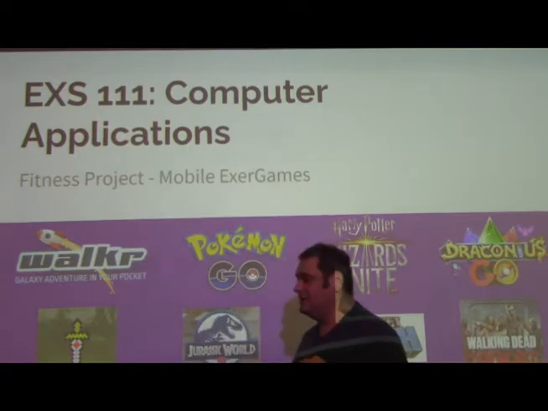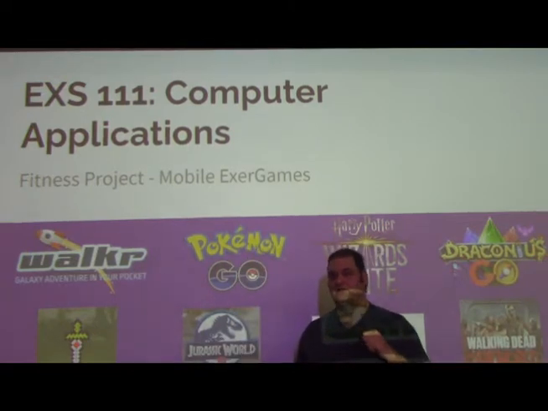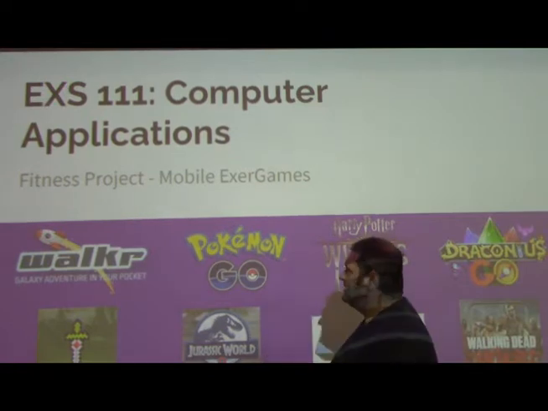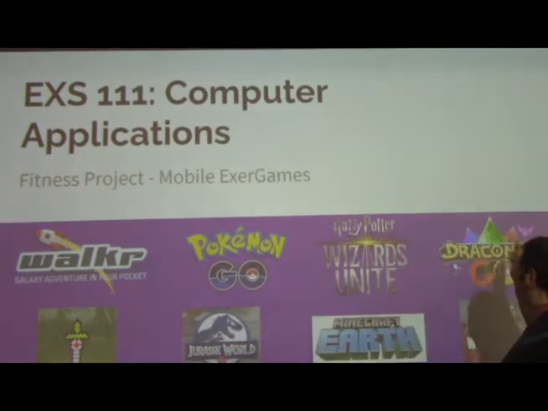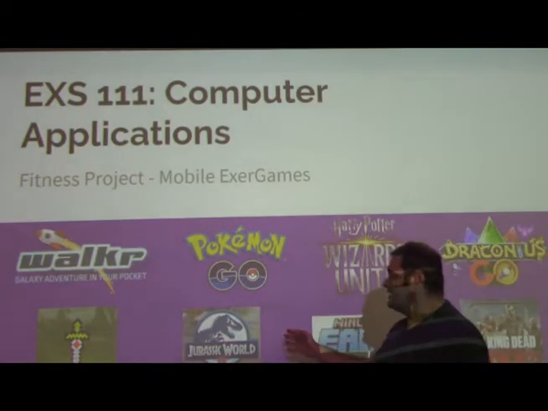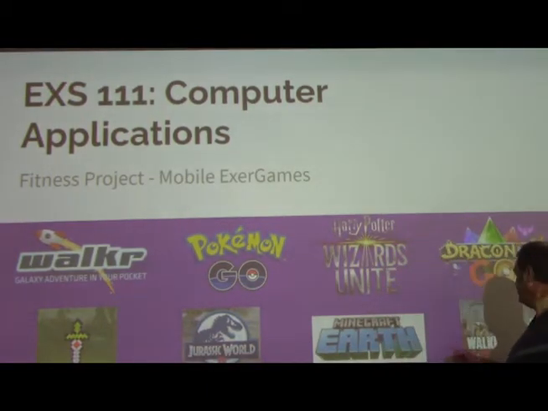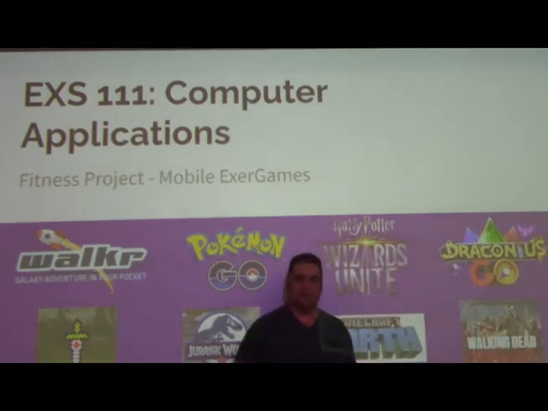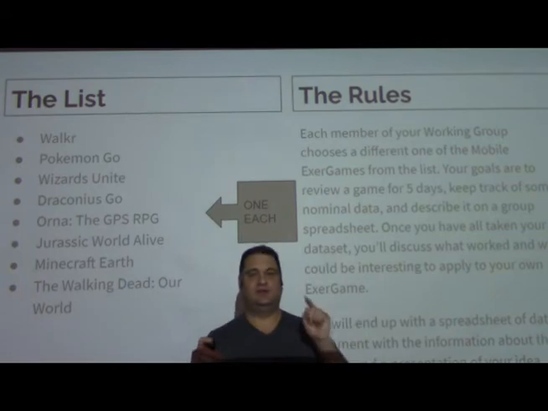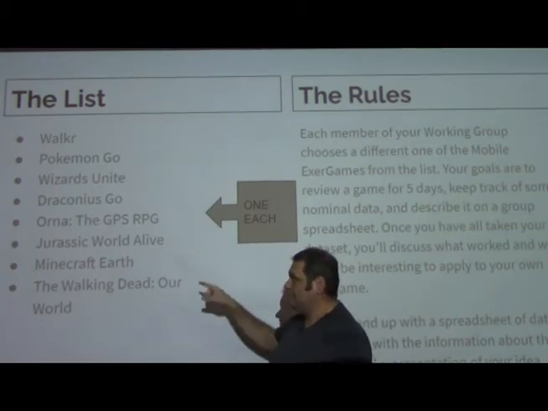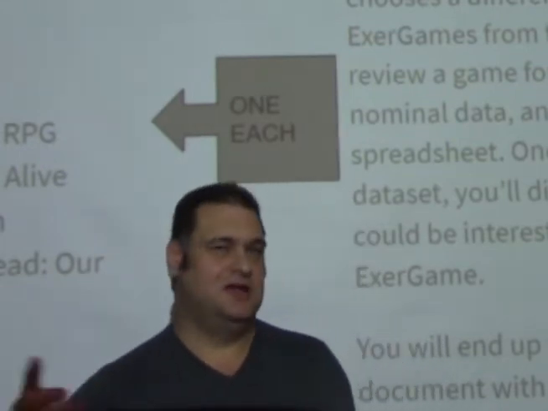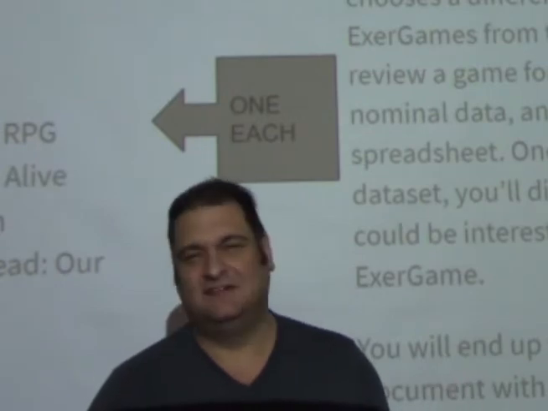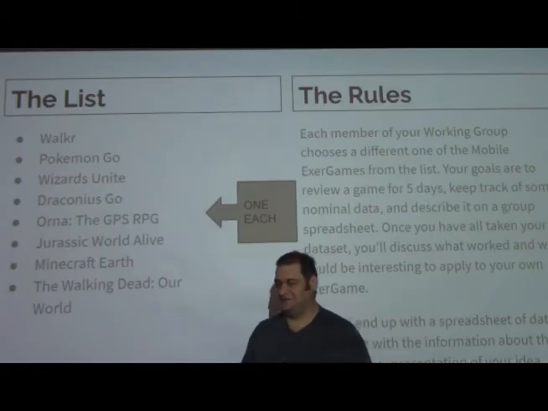For the fitness project in computer applications here, I want you and your group to try out a bunch of the mobile EXS games. I've lined up 8: Walker, Pokemon Go, Wizards Unite, Draconius, Orna, Jurassic World Alive, Minecraft Earth, and Walking Dead Our World. Each student within your group should choose one of these, or if they find another mobile game that requires you to physically move around in order to get goals and stuff, you could use that too. You just gotta justify it.